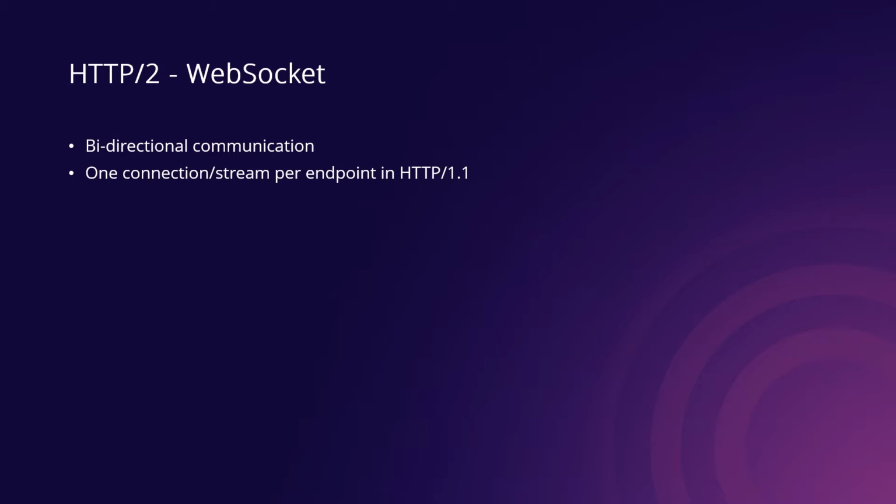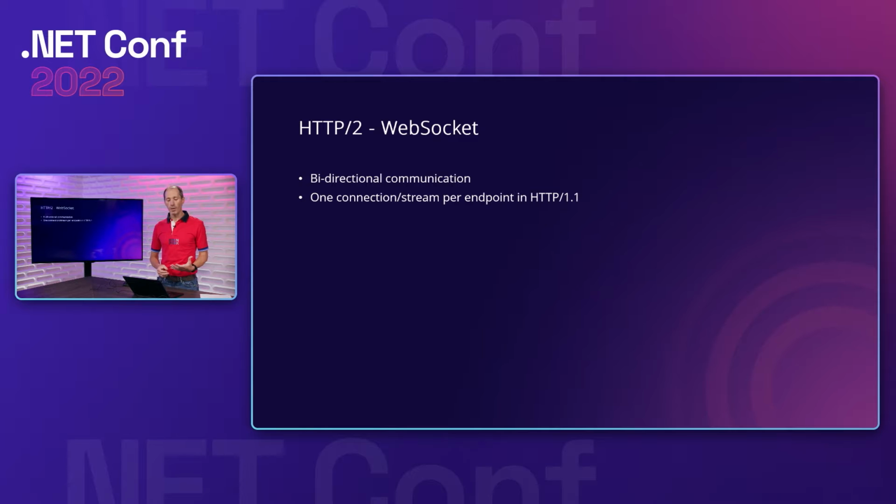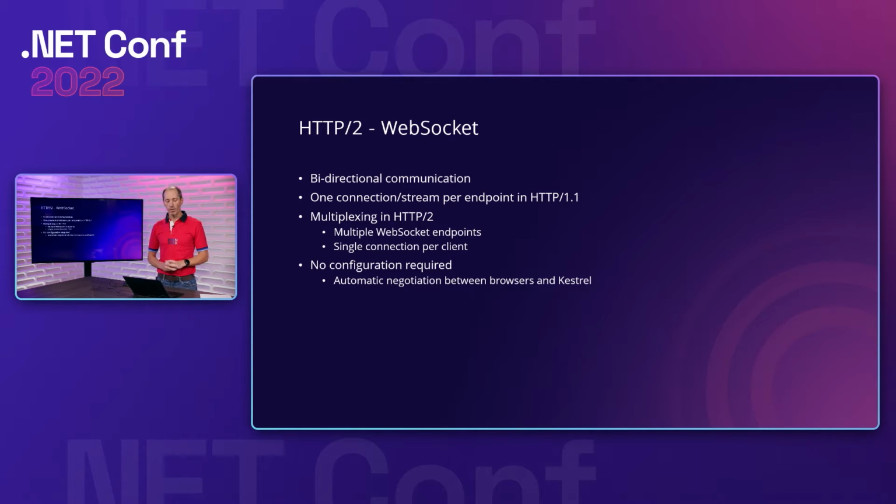Another change on HTTP2 is the support for WebSockets. WebSockets is a bidirectional communication mechanism in HTTP. And by default on HTTP1, you can only have one stream of data per connection, which means per endpoint, actually. With HTTP2 and the new support in Kestrel for WebSockets, you can have multiple endpoints shared across the same connection. However, each stream might still impact the other one, so we'll see other improvements later. And there is no configuration required.